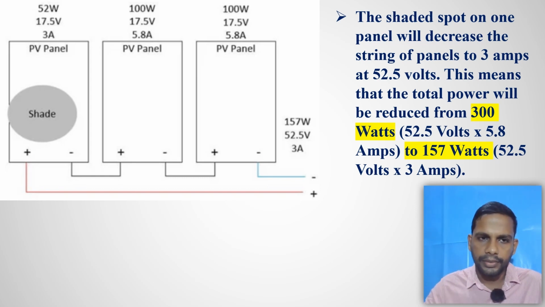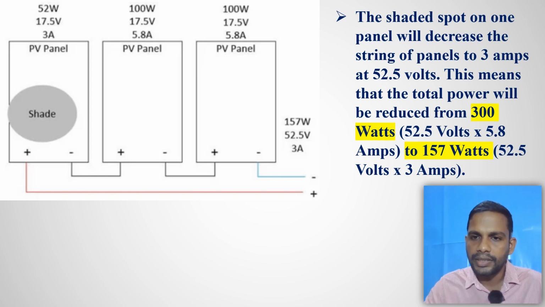So we are running a series connection. So what will happen? This 5.8 ampere will also reduce to 3 ampere. This third panel module's 5.8 ampere is also reduced to 3 ampere, because the same current has to run through this network. So what happens? All the outputs will have 3 amperes only.